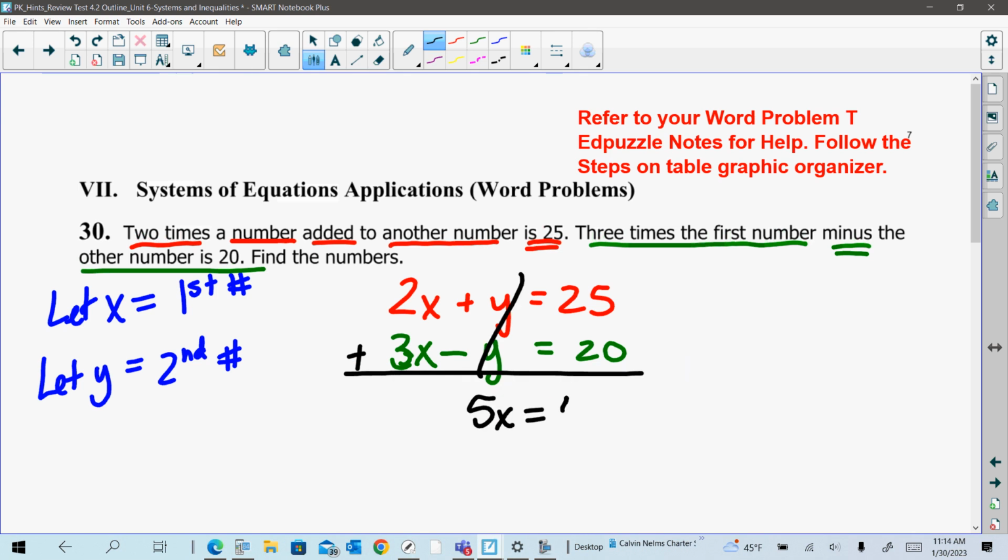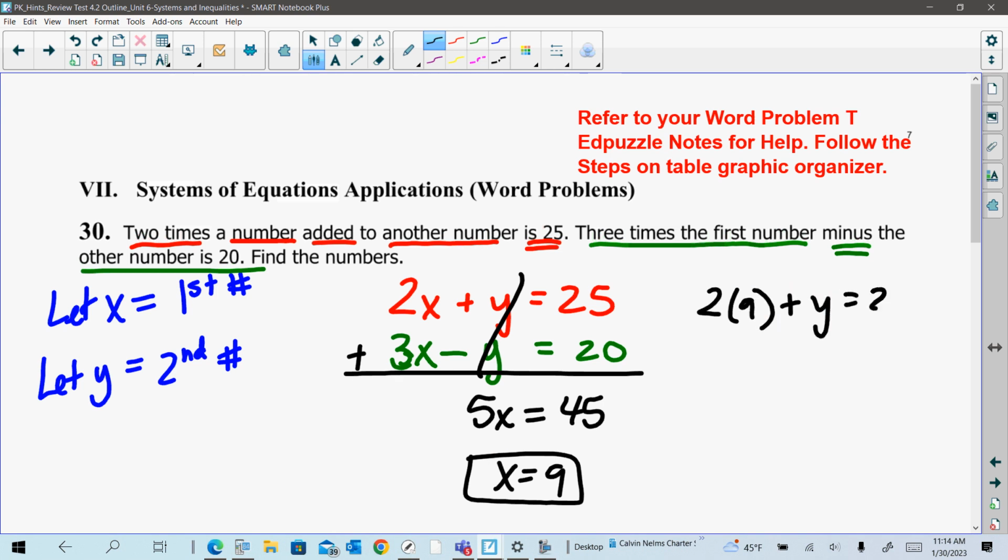5x equals 45. X equals 9. And I think the second number is 5. Or 7. Hold up. 18. It's 7. Sorry. 7. Because if you subtract 18 from 25, you get 7.